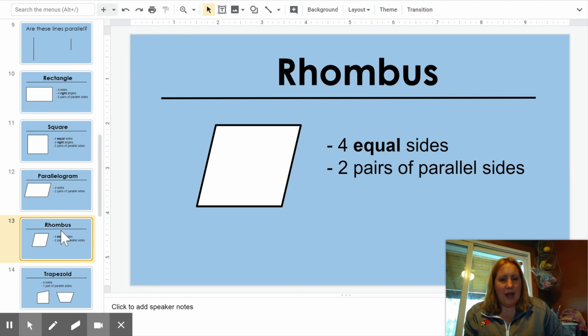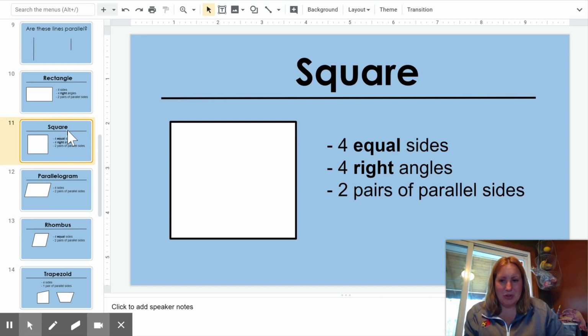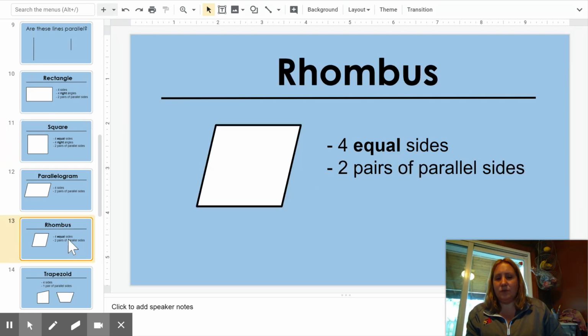Now, what's different about a rhombus and a square? So much information we're looking at today, isn't there? So let's look at those two again. A square was four equal sides, four right angles, and two pairs of parallel sides. What about a rhombus? A rhombus also has four equal sides, so that part was the same. It also has two pairs of parallel sides. So what's different?